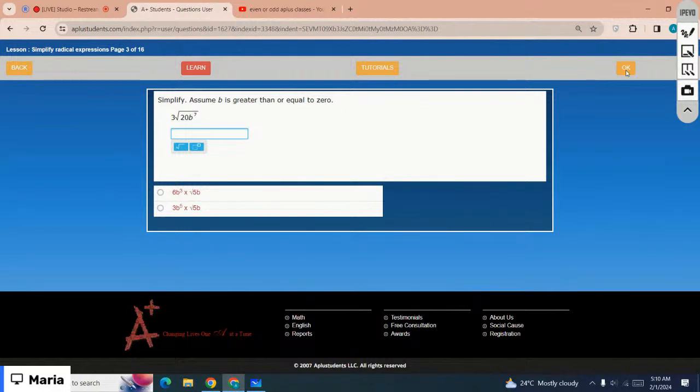So which is the correct option? That is option number 1, 6b cube and square root 5b. Option number 1 is the correct option, right? That is 6b cube square root 5b. Option number 1 is the correct option. Got it?